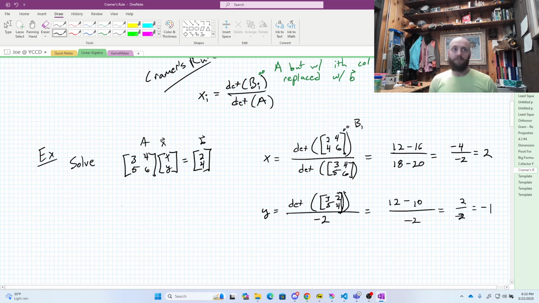So let me double check that. If I take 3, 4, 5, 6 and multiply by 2, negative 1, what do I get? I get 6 minus 4, which is in fact 2, and 10 minus 6 is in fact 4. Check. This worked out. That's cool.